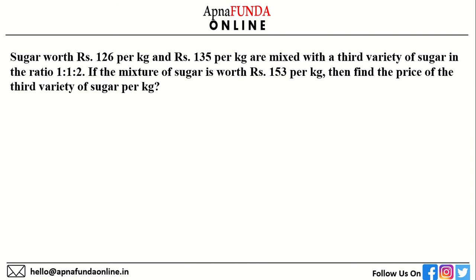It is not a difficult question, but if you have seen my video, and if you have solved the last two questions and understood them well, you will understand how we solve this type of questions as well. What is said is that there are three varieties of sugar. One is at 126 rupees per kg, the other is at 135 rupees per kg, and there is another third variety which we don't know. So let's say it is X rupees per kg. It is mixed in the ratio of 1 is to 1 is to 2.